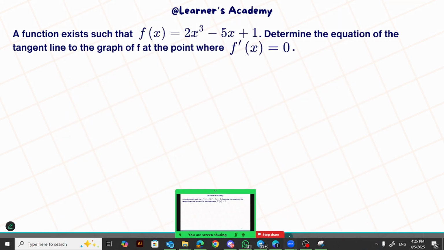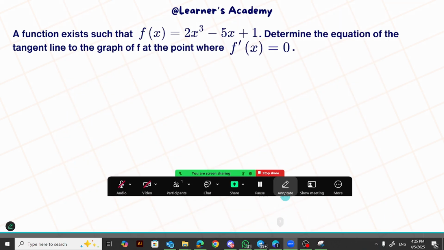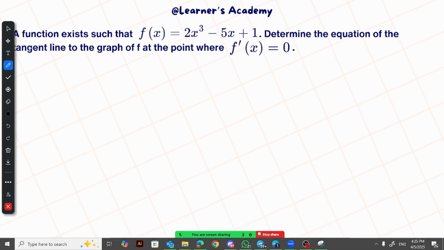Okay, so let's wrap things up with this final question about differentiation, which says the function f of x equals 2x cubed minus 5x plus 1. Determine the equation of the tangent line to the graph of f at the point where f prime of x equals 0. So we are given this function, and based on how it is structured, we have a degree of n equal to 3 and a positive leading coefficient. That means that generally the graph should look like this.